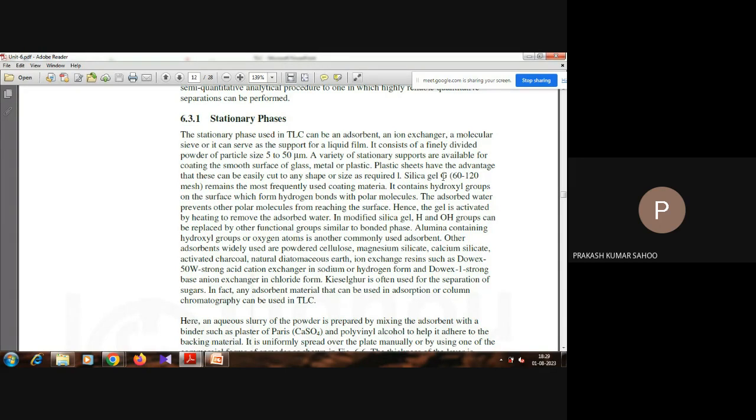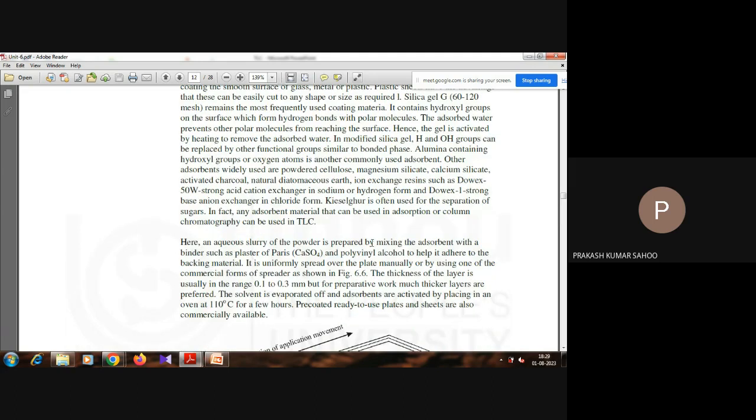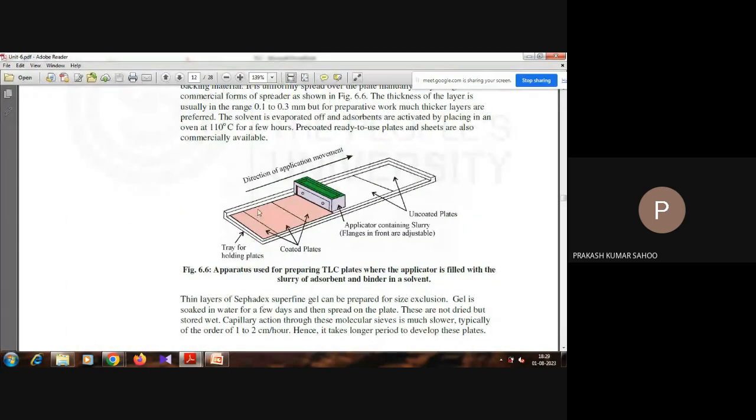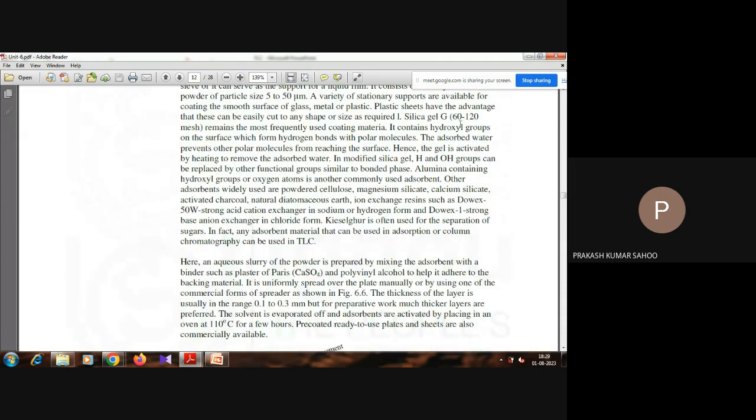How is the stationary phase prepared? A slurry is first prepared, just see this one. This is the applicator containing the slurry. This slurry is made up of silica gel, 60 to 120 mesh. It contains hydroxyl groups on the surface which form hydrogen bonds with polar molecules. The adsorbed water prevents other molecules, hence the gel is activated by heating to remove the adsorbed water.